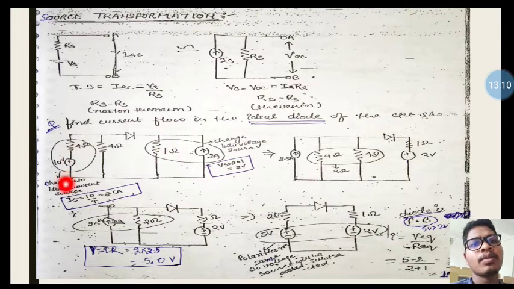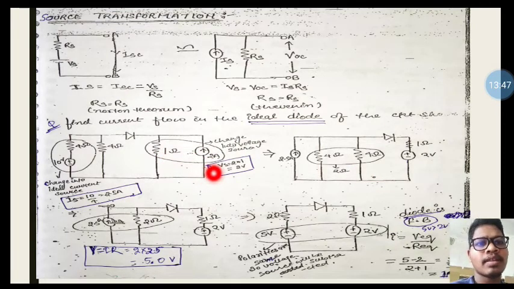So here we need to transform these sources, and here also we need to transform these sources for an easy solution. Okay, so transform this voltage source to a current source. That means I is equal to the voltage source 10 volt divided by resistance 4. So I is equal to 10 divided by 4, that is equal to 2.5 ampere. Okay, and then put it here, 2.5 ampere with the parallel resistance 4 ohm. Another 4 ohm is here, and here also there is 2 ampere and 1 ohm.